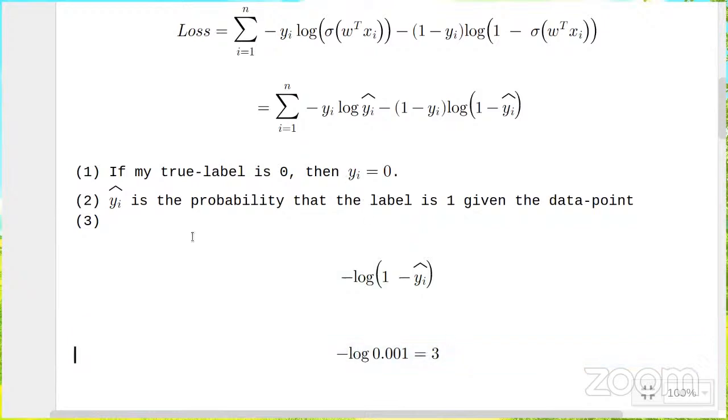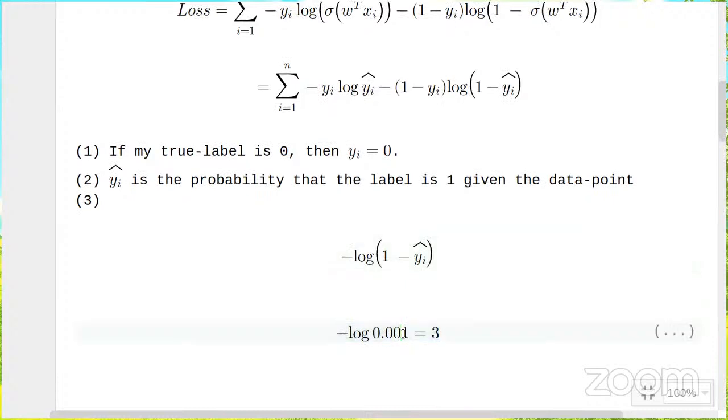So if yi hat is near 0, then I have no problem. The loss is going to be 0. On the other hand, if yi... So why not that 1 minus yi? That is because if yi is 0, this term will vanish, but this term will remain, right? You're asking why not? So this yi is 0, right? So that 1 minus yi will become just 1. Okay, so this will be just log of 1 minus yi hat.